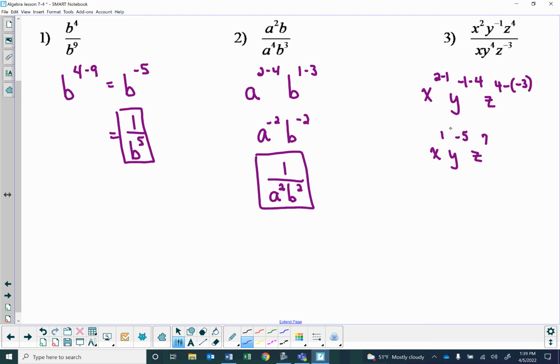Remember that any number can be written as a fraction over 1, so we need to move the y to the negative 5 to the denominator. So the x stays on the top, and you can either have it as x or x to the first. Z to the 7th stays on the top, and the y goes to the bottom and becomes positive, so it becomes over y to the 5th.